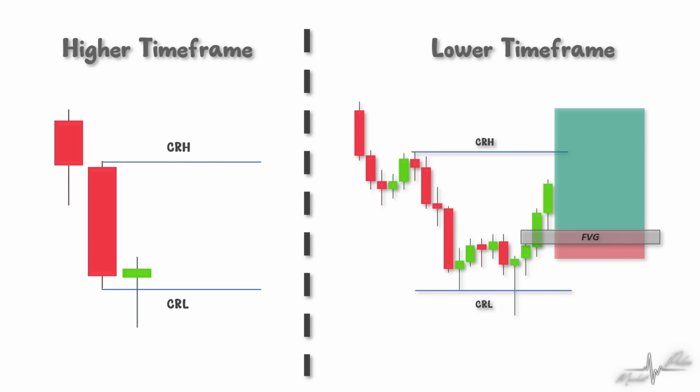For targets, we can make the trade risk-free by closing half of our position when price reaches a 1-to-1 risk-to-reward level. That way, even if the price reverses later and hits our stop loss, we don't lose any money. For the rest of the trade, we let the profit run until price reaches a strong level ahead. Since this is a trend continuation setup, this combination gives us a powerful and smart way to trade CRT, but this time with the direction of the market.